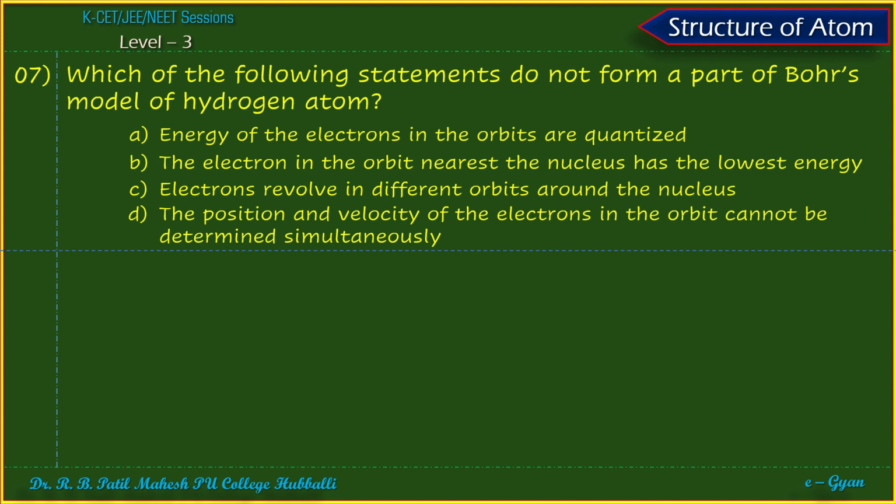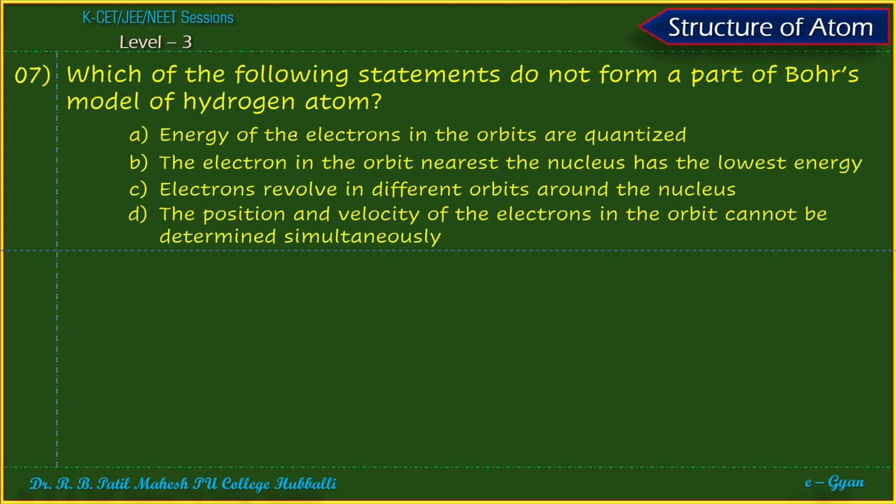4 options. Energy of the electron in the orbits are quantized. The electron in the orbit nearest to the nucleus has the lowest energy. Electrons revolve in different orbits around the nucleus. The position and velocity of the electrons in the orbit cannot be determined simultaneously.